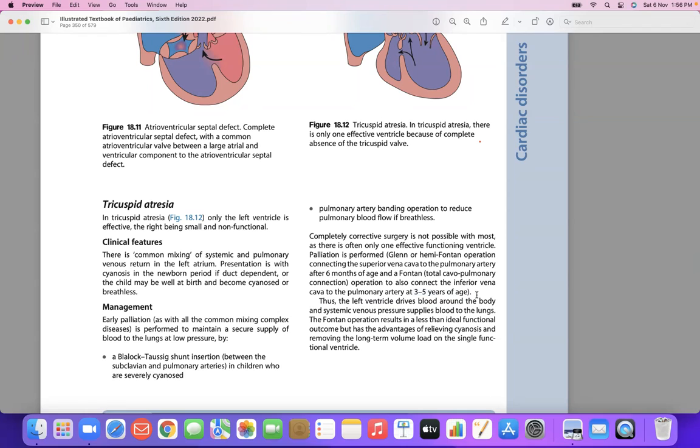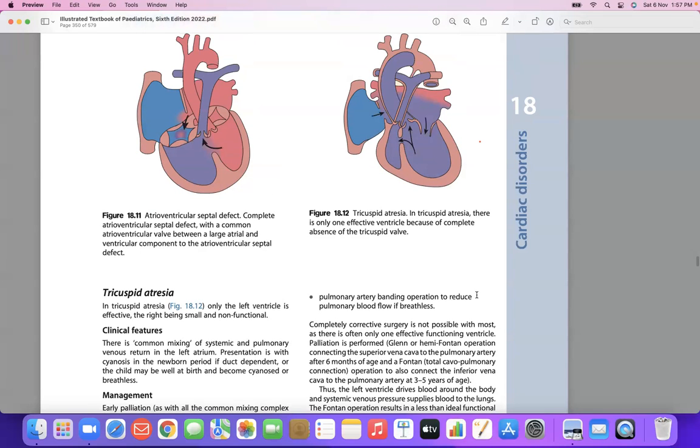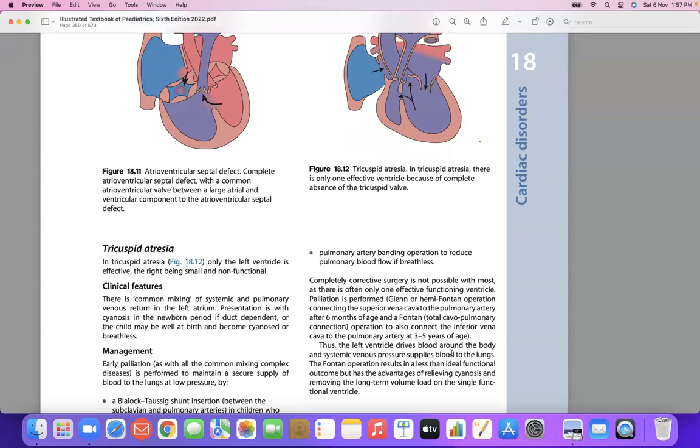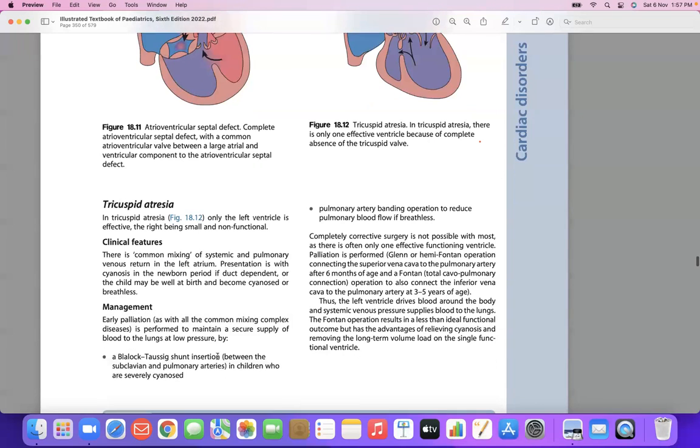So a 2-stage operation is done here. In the first stage at 6 months of age, the superior vena cava is connected. In the second, the inferior vena cava is connected. Then it becomes total cavopulmonary connection. But before that, you should know 2 palliative procedures according to the presentation of the child.